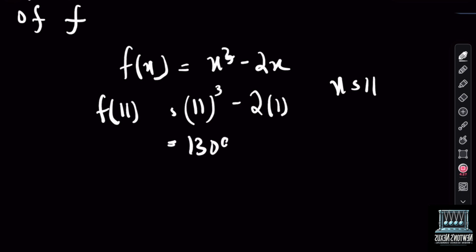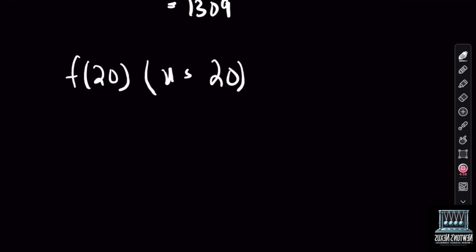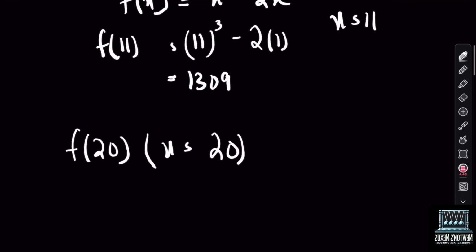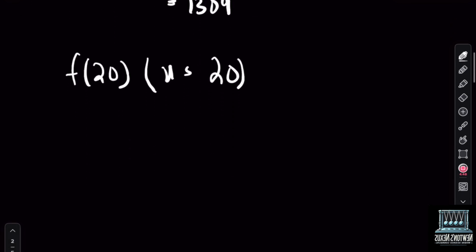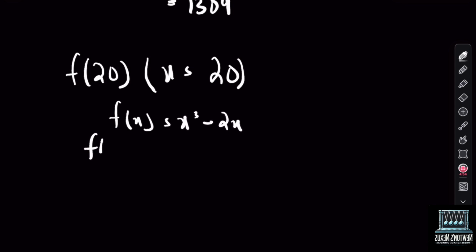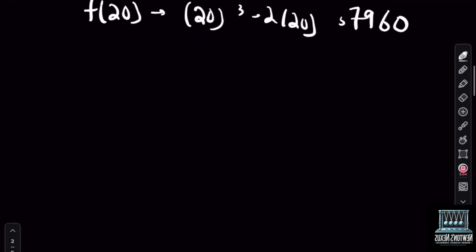Similarly, f of 20. Okay, well, it means my x value, x is equal to 20. My input, which is my x, is equal to 20. So in my machine of f, I've placed my input x, which is equal to 20. All right. So f of x is equal to x cubed minus 2x, and for f of 20, it simply means 20 cubed minus 2 times 20, that comes out to be 7960. All right. For example, let's take another look.